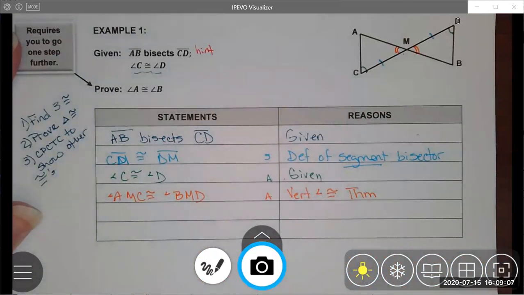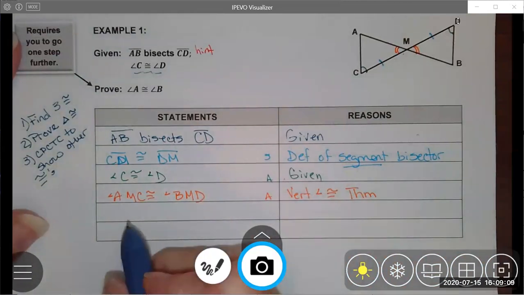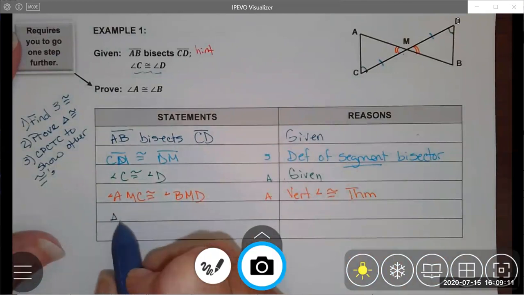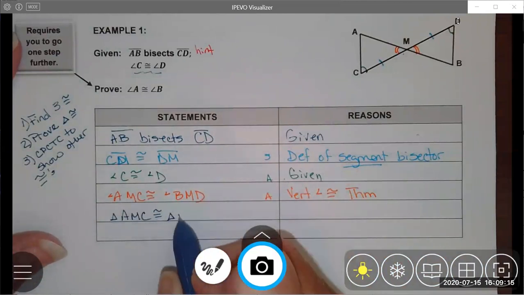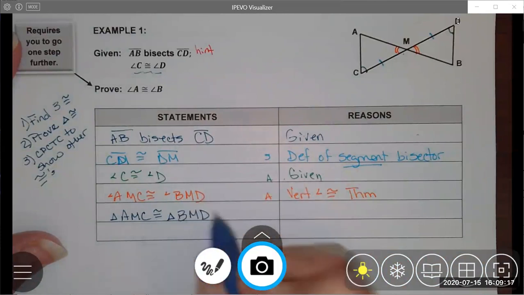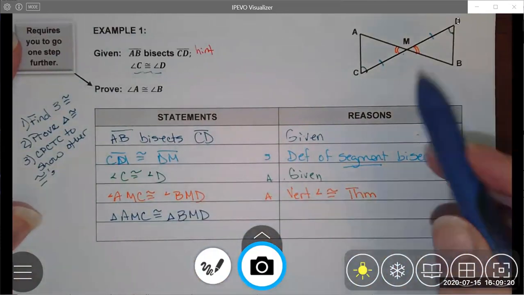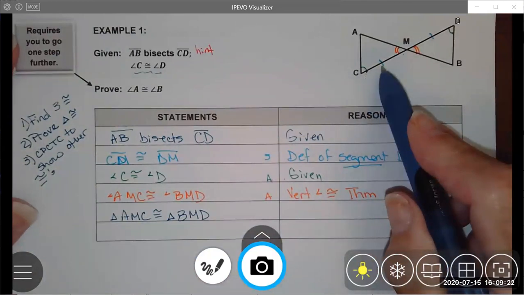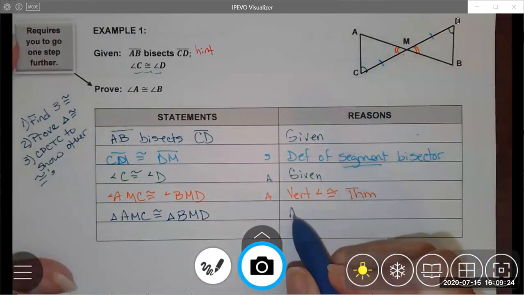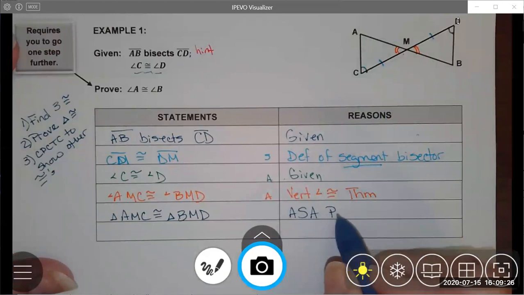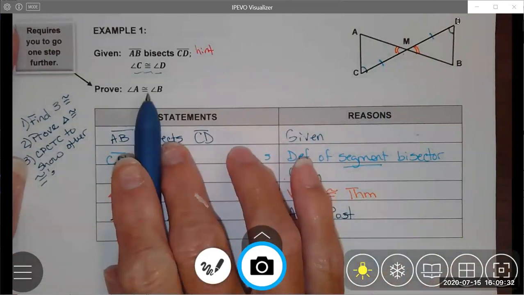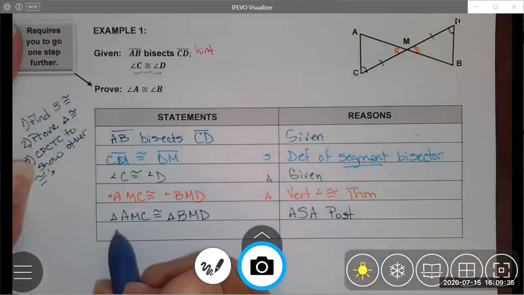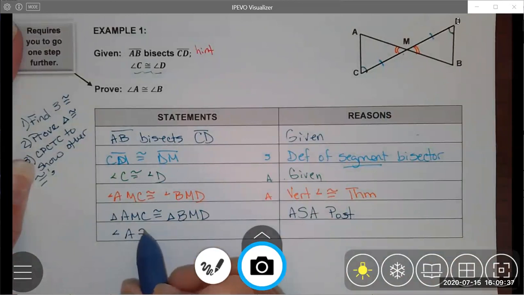Okay, so all of that was so that we could prove that triangle AMC is congruent to triangle BMD. And I'm able to say that because I have an angle, the included side, and an angle. So this is the angle side angle postulate. And in the previous lesson, we would stop here. But I'm going to go a step further. So I'm going to go ahead and write my prove statement here. A is congruent to B.